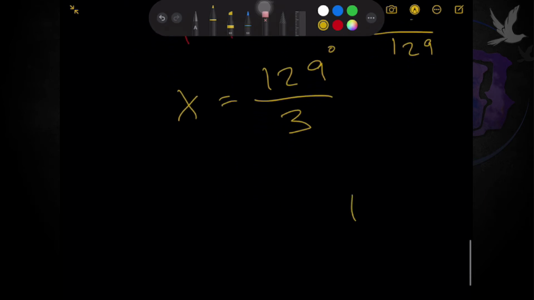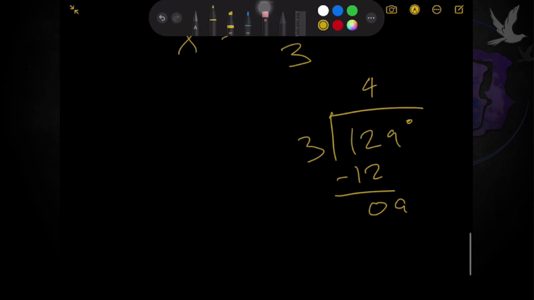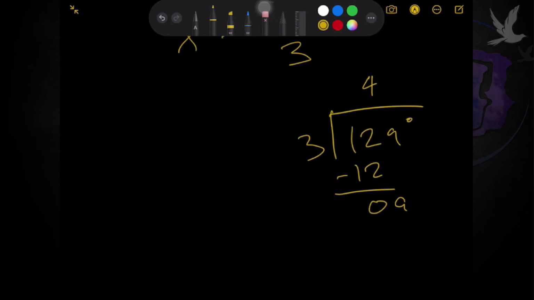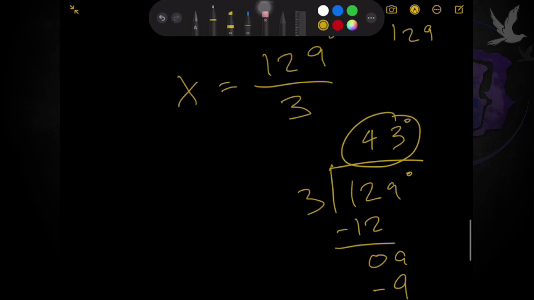So solving this, 129 degrees divided by 3, 12 divided by 3 will give you 4. 4 times 3 is 12. 0, 9. 9 times 3, 9 divided by 3 will give you 3. So 3 times 3 is equivalent to 9. So that now leaves us with 0. Which means our answer here is 43 degrees. The value of x is equivalent to 43 degrees.